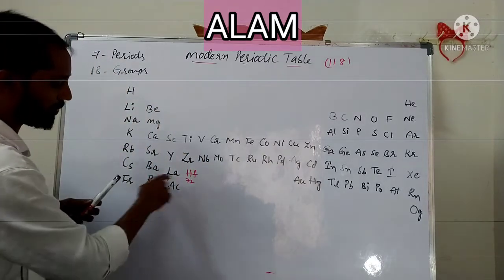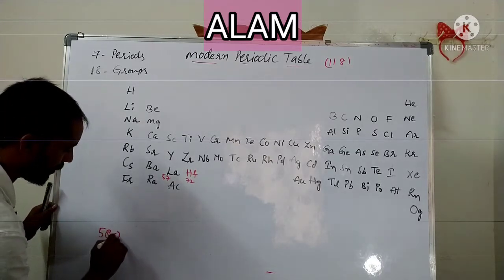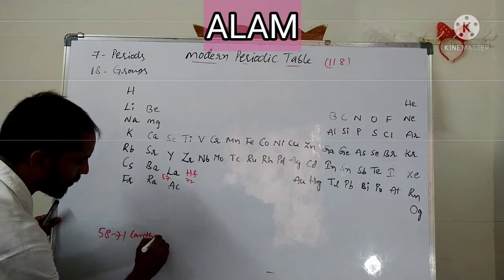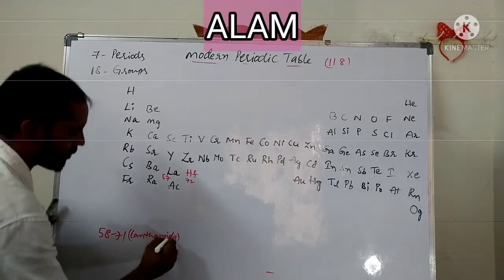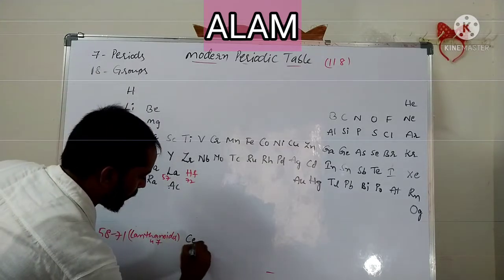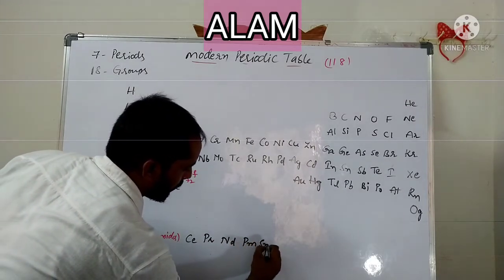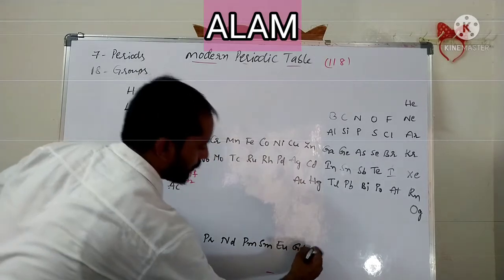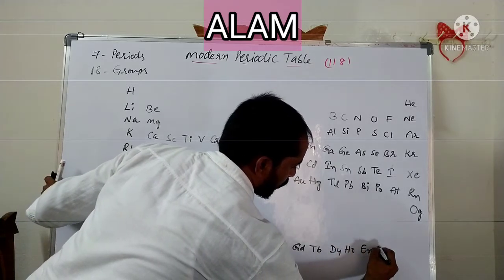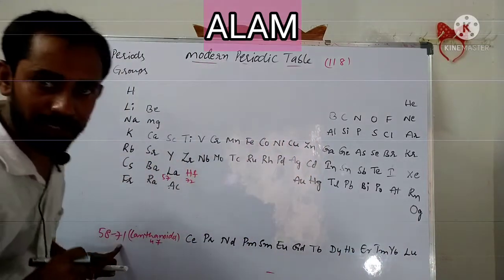Then what about the remaining elements between 58 and 71? Those elements, 58 to 71, are called lanthanides. This is also called the 4f series. These lanthanides are cerium, praseodymium, neodymium, promethium, samarium, europium, gadolinium, terbium, dysprosium, holmium, erbium, thulium, ytterbium, lutetium. Lutetium has atomic number 71.